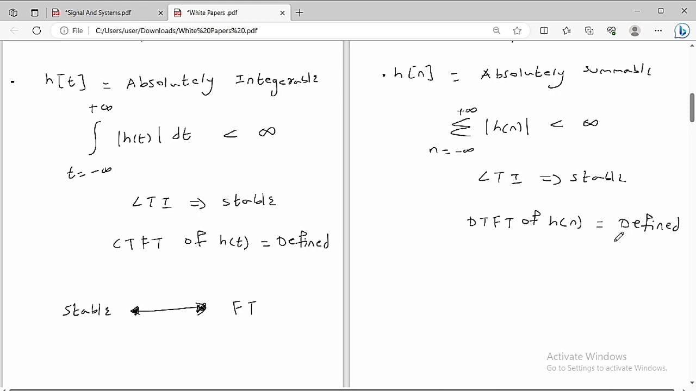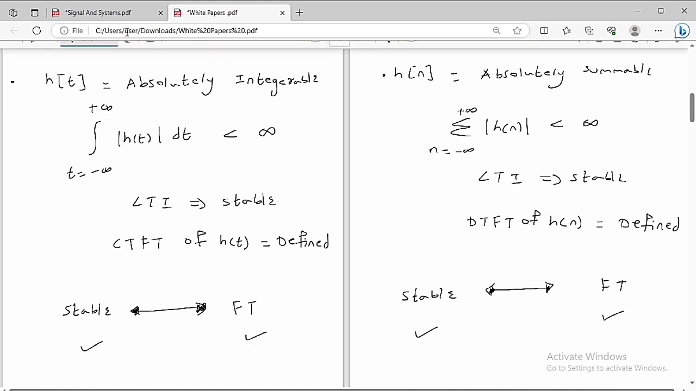Finally, suppose the ROC of H of z includes the unit circle. Then the discrete time Fourier transform is going to exist, and also the system is said to be stable. If one exists, the other also exists. So if the ROC of H of z includes the unit circle in the z plane, then definitely the discrete time Fourier transform for the signal is going to exist, and we can say the system is stable.